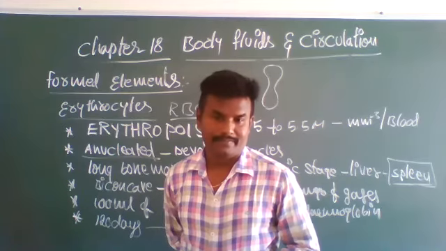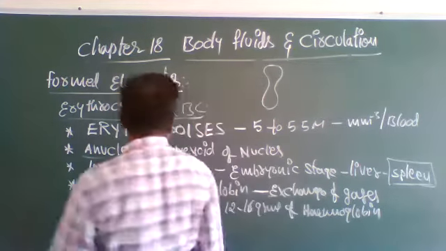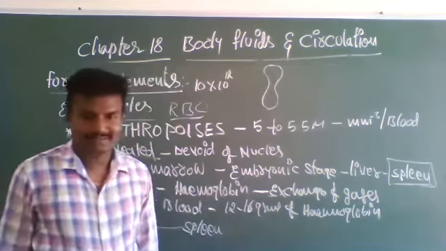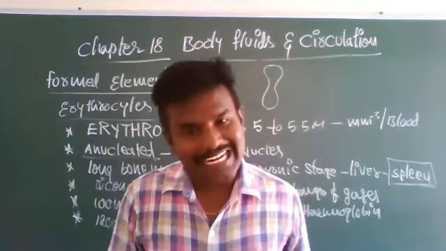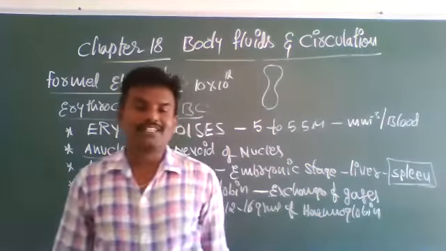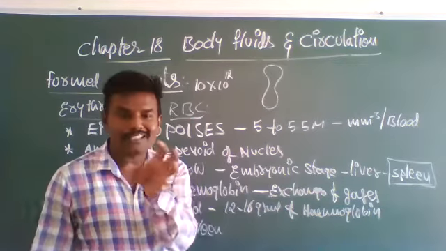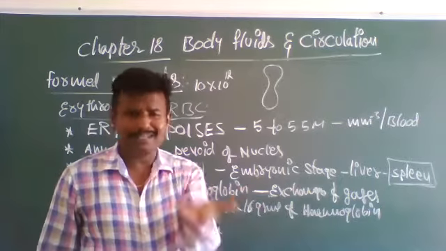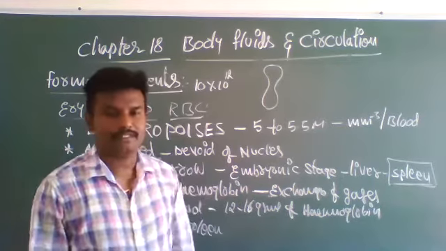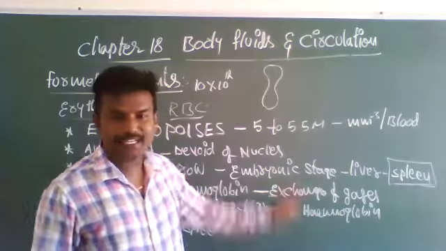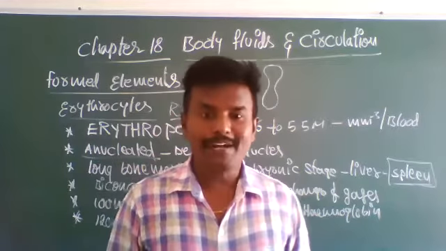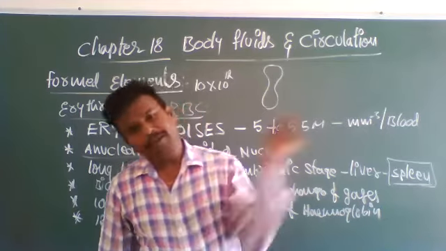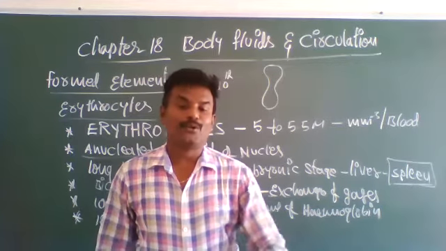Per day, approximately 10 into 10 power 12 old red blood cells are destroyed, and the same amount of new red blood cells are formed. Approximately, we cannot say exactly, even doctors cannot say nowadays. Per day, about 10 into 10 power 12 old red blood cells are destroyed in the spleen and liver, and the same amount of new red blood cells are produced.